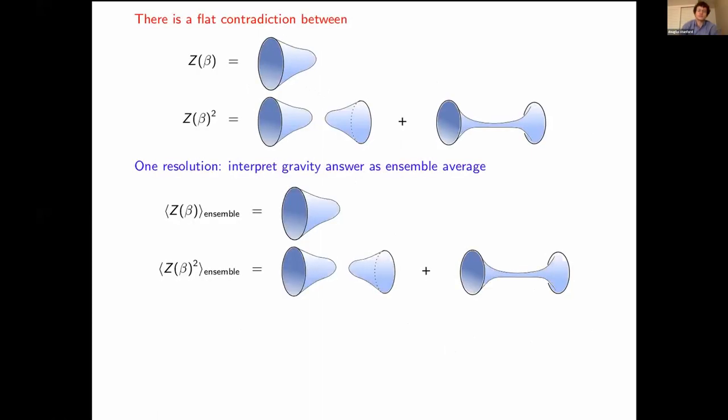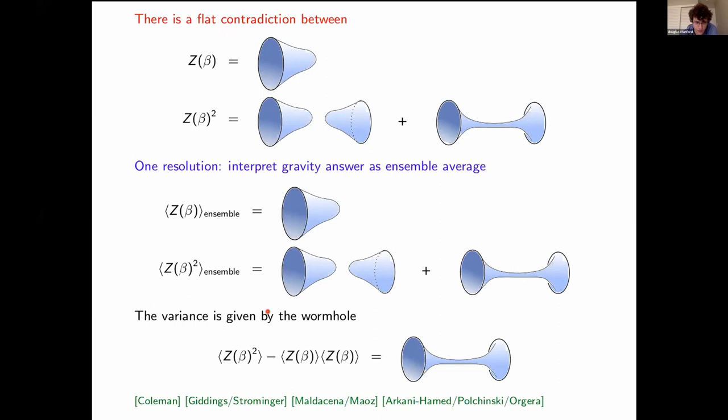So one possible resolution of this is to say that what gravity is computing is an ensemble average. So we invent some angle brackets and put them around all the observables. And then we say there's no contradiction between the statement that the average over some ensemble of Z of beta is given by this geometry, and the average over that ensemble of Z of beta squared is given by these geometries here. What it means is that the variance in this ensemble of Z of beta is given by the wormhole.